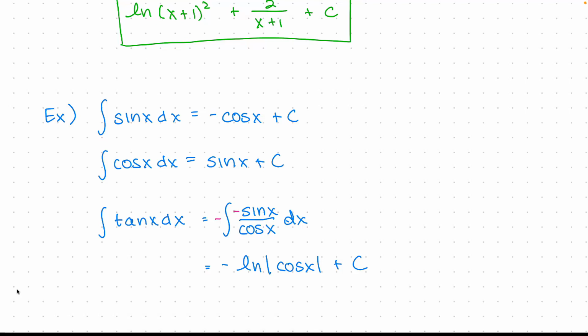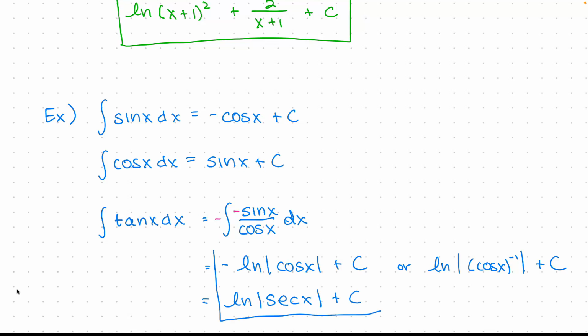You definitely can. In fact, I'm going to write it both ways when we summarize. Remember that negative multiplying by a power rule of logs? We can make that cosine x to the negative 1, which means 1 over cosine, which means secant. So you'll also see it written like this. Either way, you have 2 possible answers for this. One is not necessarily better than the other.